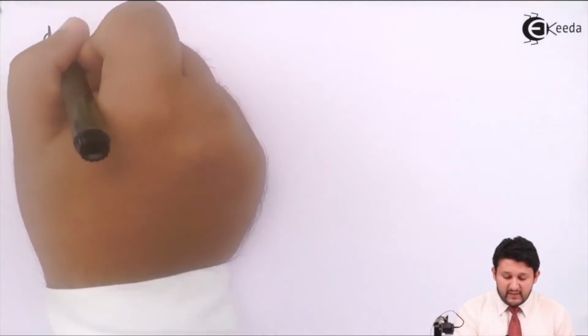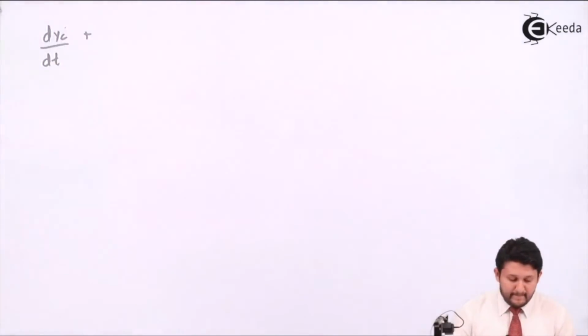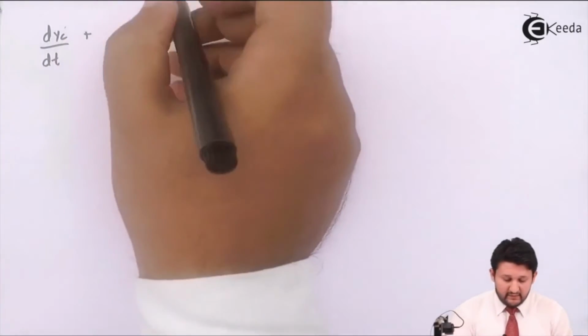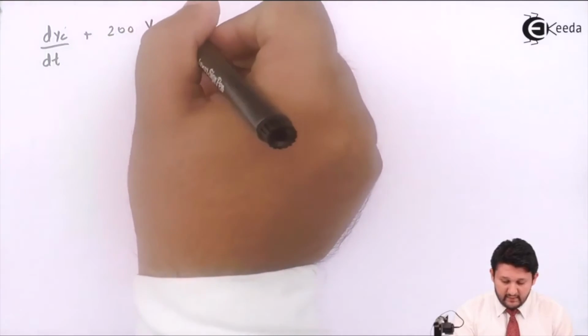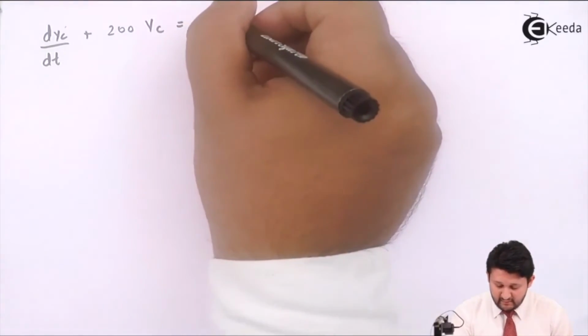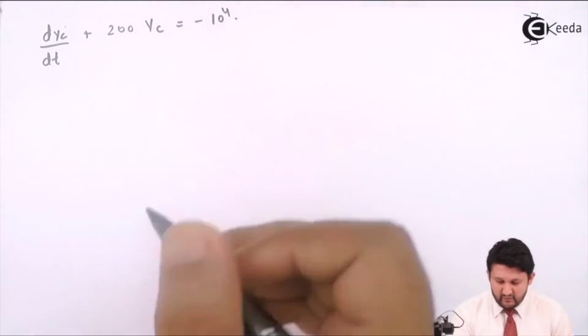So if I divide the whole equation by 10 raised to minus 6, the equation I get is bracket 2 into 10 raised to minus 4 divided by 10 raised to minus 6, so the value I get is 200 Vc, equal to minus 0.01 divided by 10 raised to minus 6, so the value I get is minus 10 raised to 4.